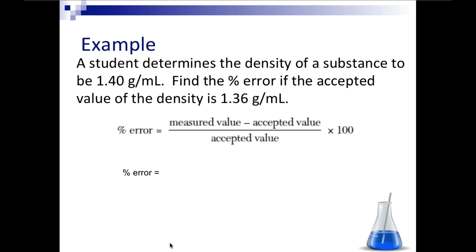My measured value is what the student got when they did the lab. So that's 1.40 grams per milliliter. From that, we are going to subtract what they should have gotten, which is the accepted value, or the correct answer, the known answer, which is 1.36. Then you take that total, 1.40 minus 1.36. You're going to divide that by your accepted value, which is 1.36 again, and you're going to multiply that by 100, and you're going to get a percent. So when we plug this into our calculator, we get a percent error of 2.94%, which is not that bad.